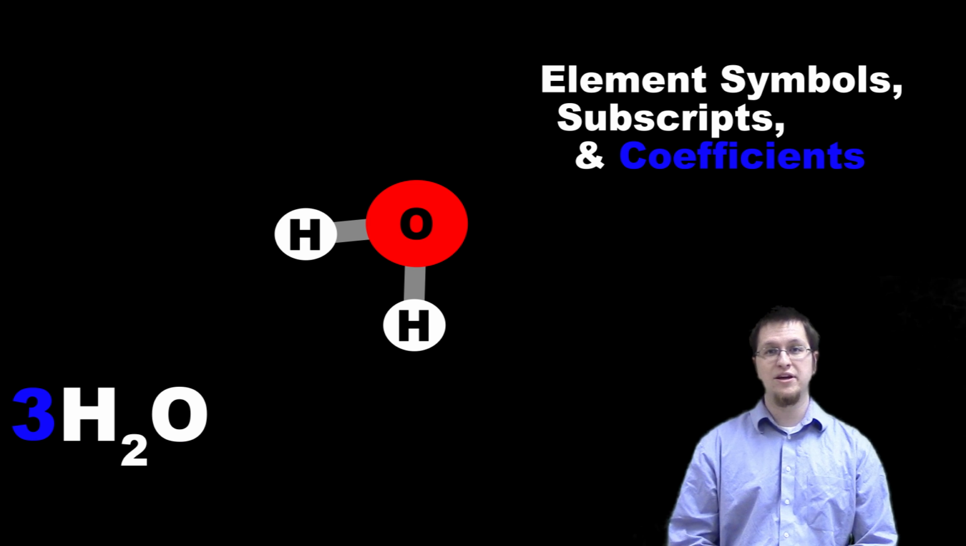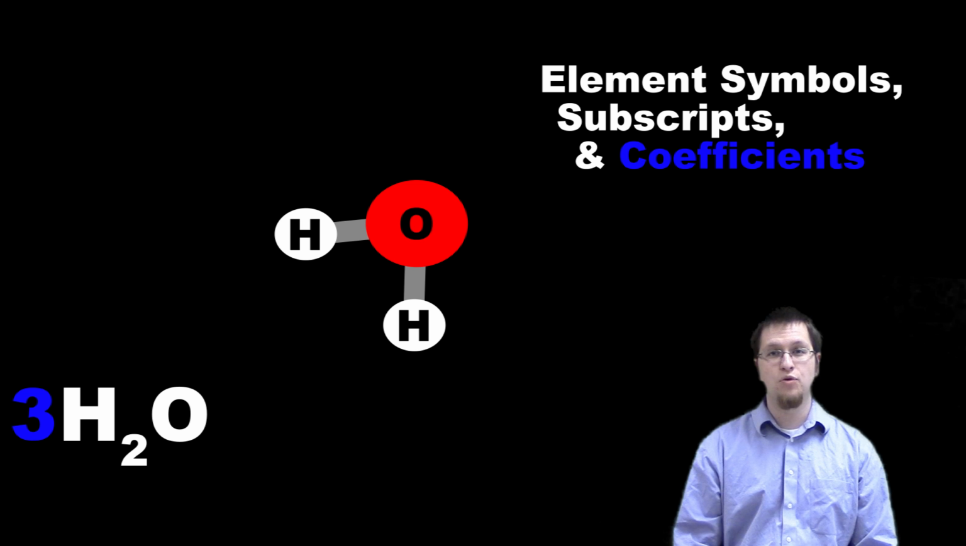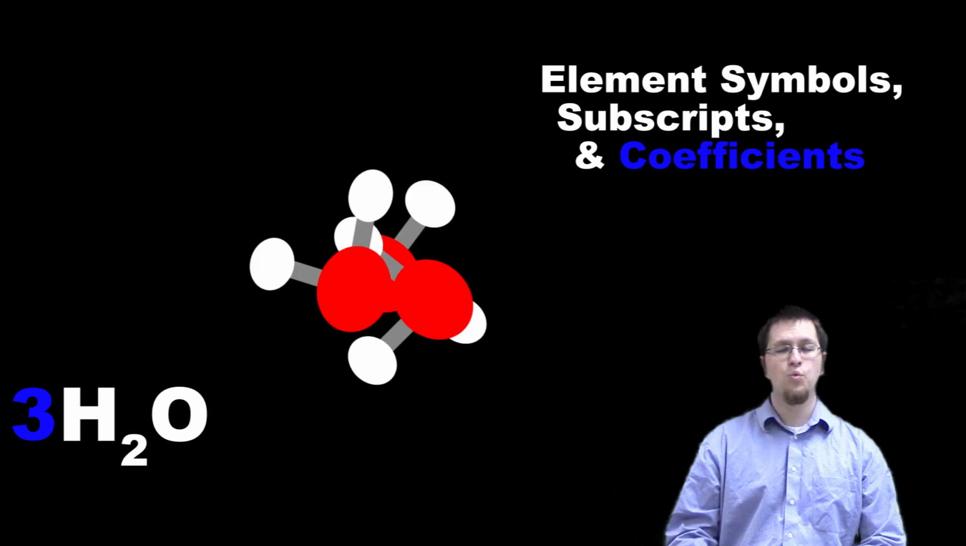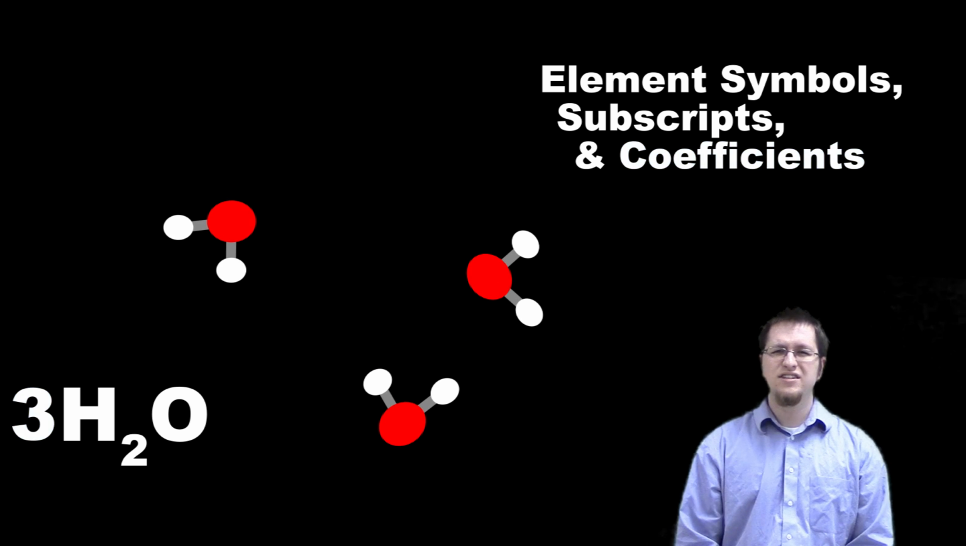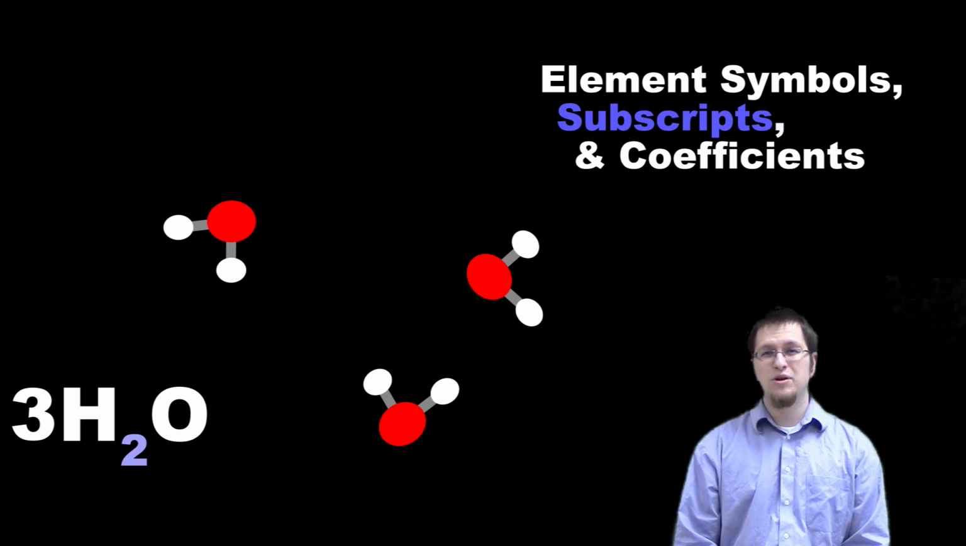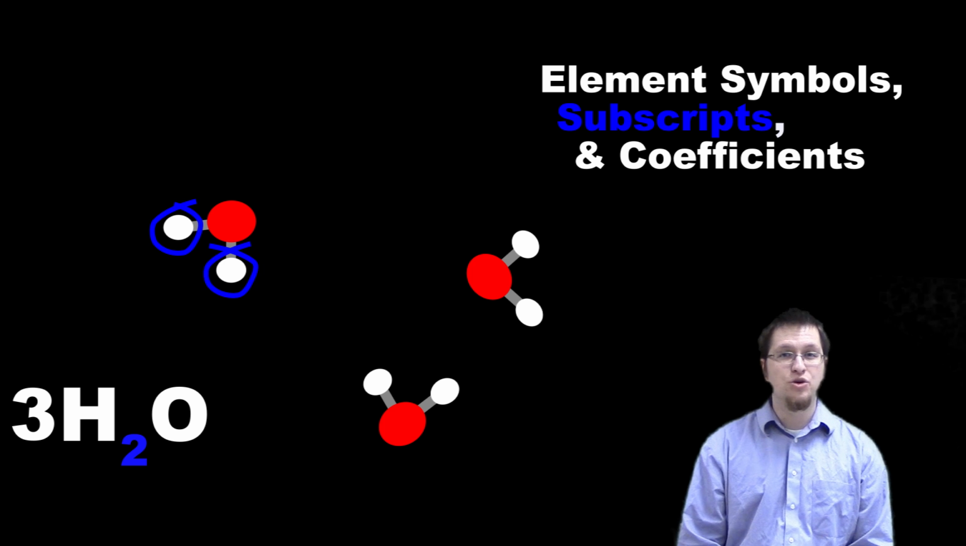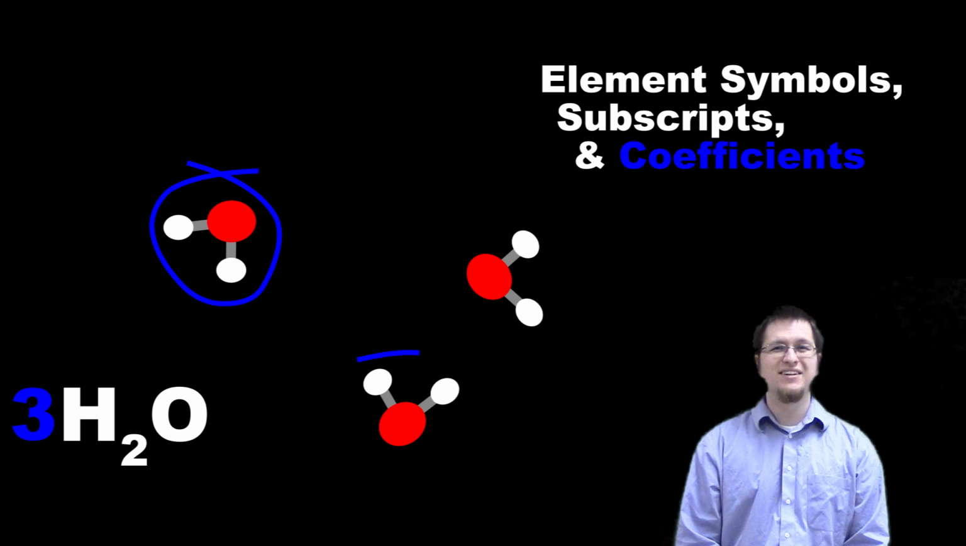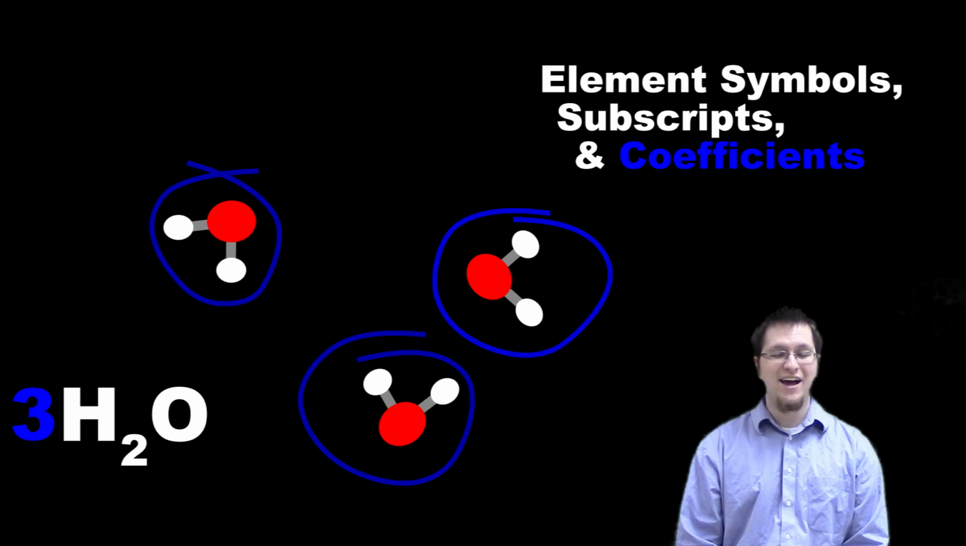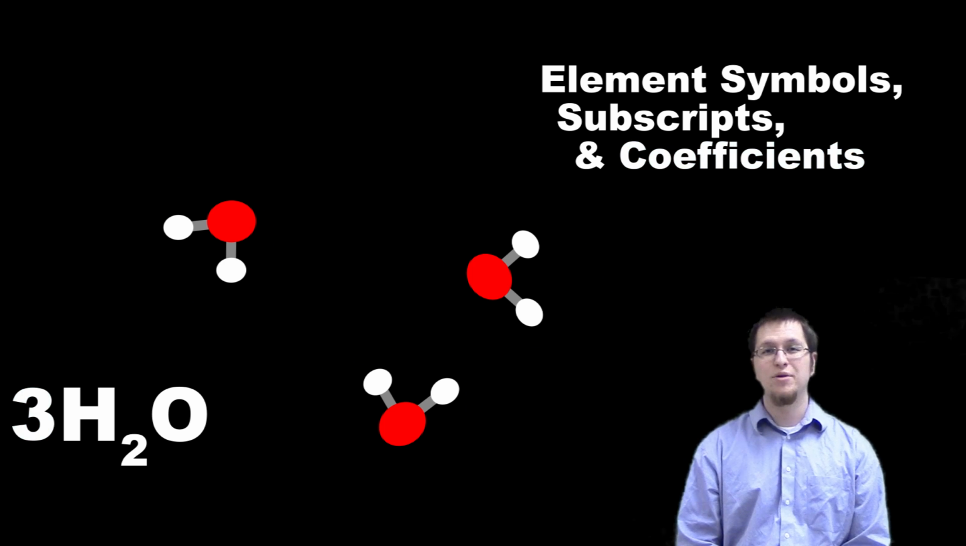So this is what it would look like. We take our 1 water molecule we built before, and instead of just having 1, we're going to have 3. So the way I like to visualize this is that the subscript helps us build the molecule, and the coefficient tells us exactly how many molecules we have. This is the first step into balancing chemical equations.